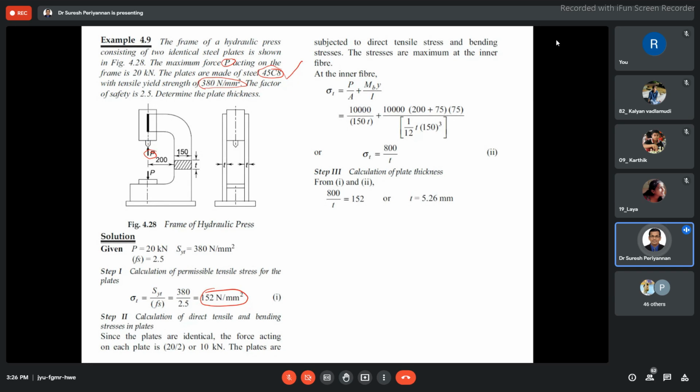The frame is subjected to tensile stress. The plates are subjected to tensile as well as bending when the load is acting. This is a front view.